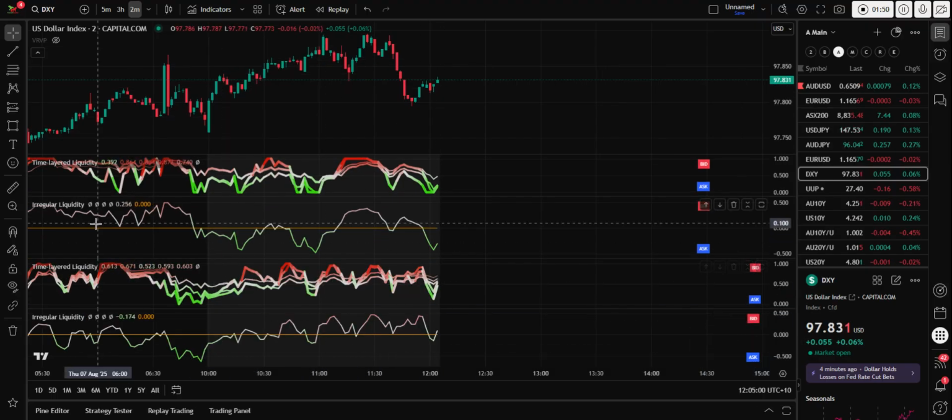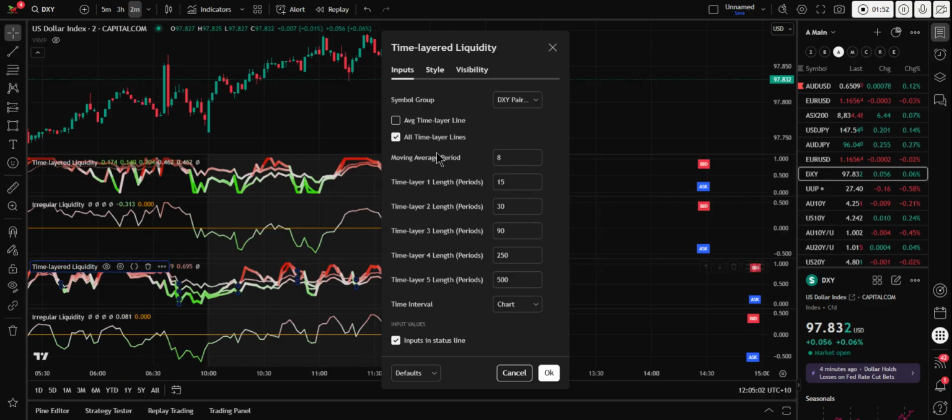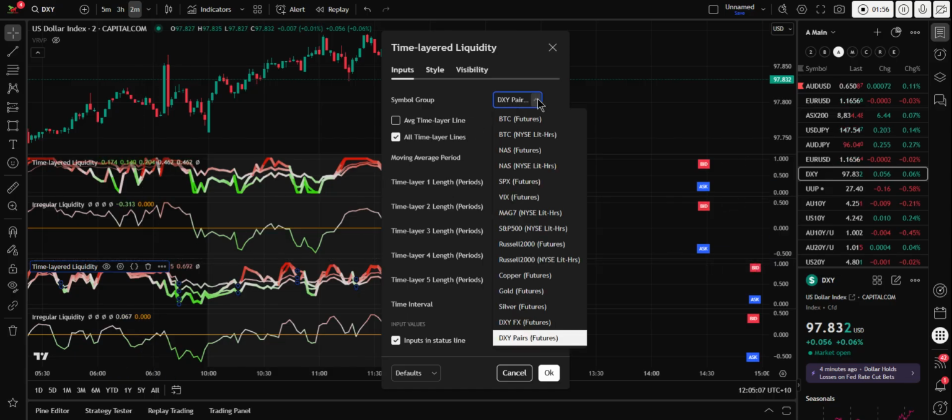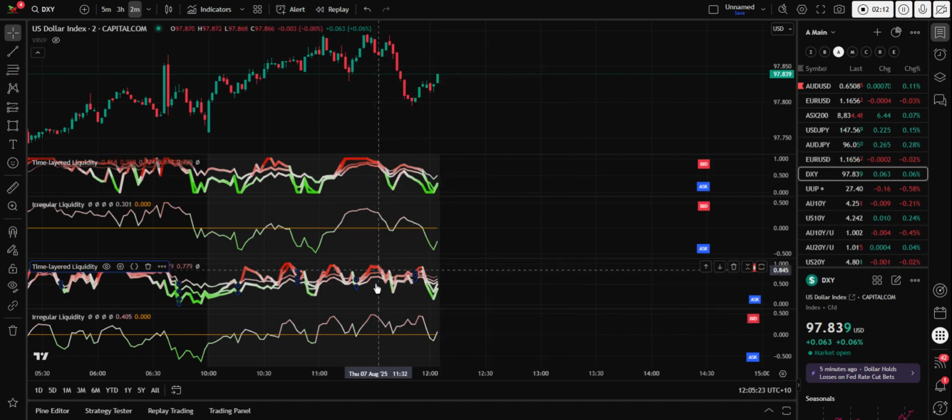Now, how I watch that is I use the grouping pairs. So this one at the moment, I've got on here in the time-lagged settings. I've got it set on Dixie pairs, which is the way that I can look at what's happening in all of the different CFDs and futures of the US dollar. And so I've got it set on that, and that's giving me a different view.